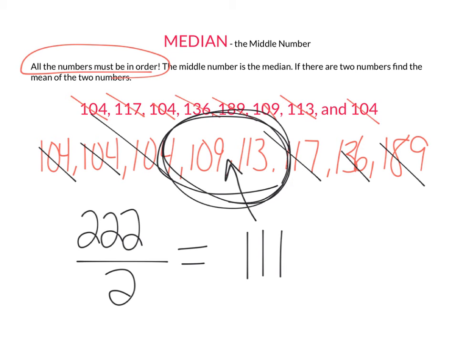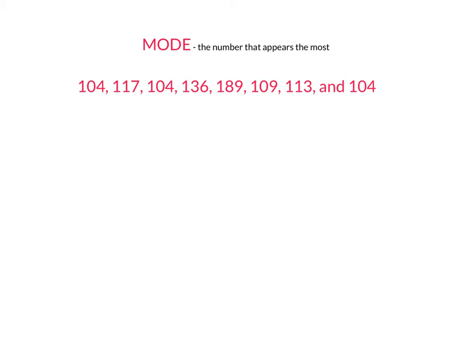Let's go ahead and move on to our mode. And your mode is literally the number that you see appears the most. So which number is written more than one time? Or sometimes you can have more than one mode. And sometimes maybe every number is only written one time. Then you would just write no mode.